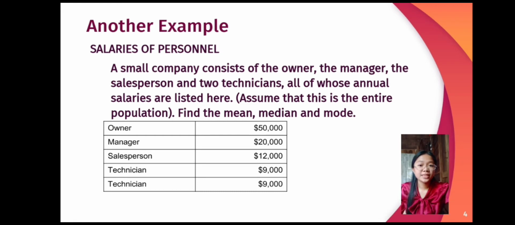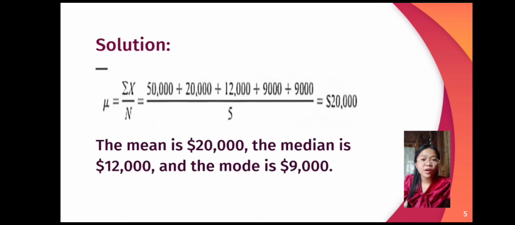In finding the mean, we will use the formula summation of x over n, where n is the total number of values in the population. We will determine our summation of x. We will add all the data in the example. So we will add $50,000, $20,000, $12,000, $9,000, and another $9,000. And we will divide it by 5.